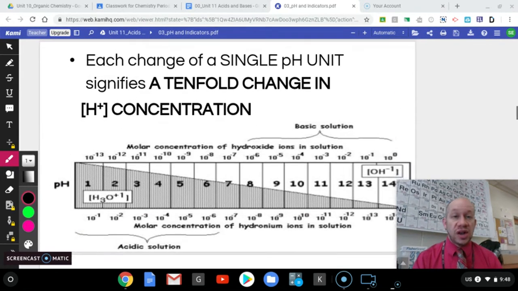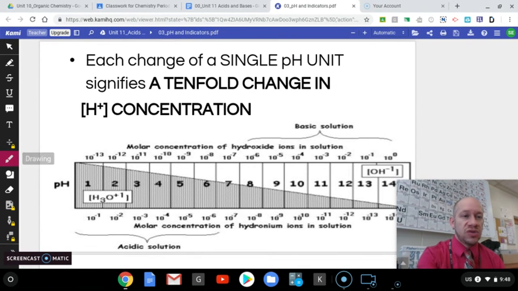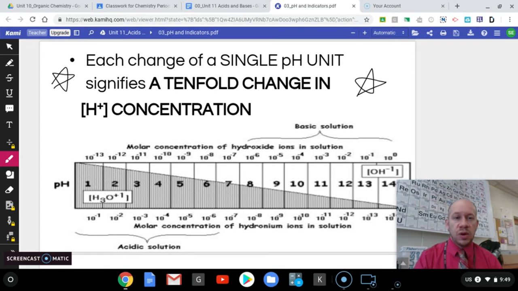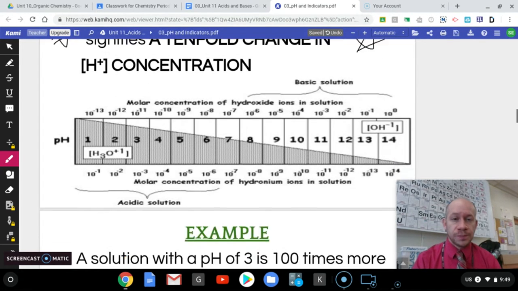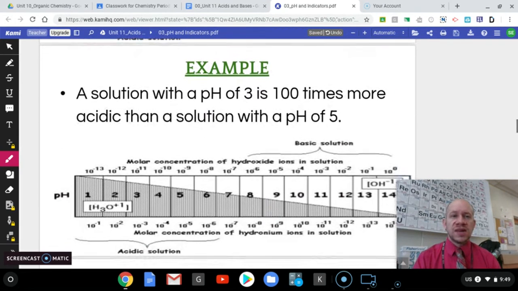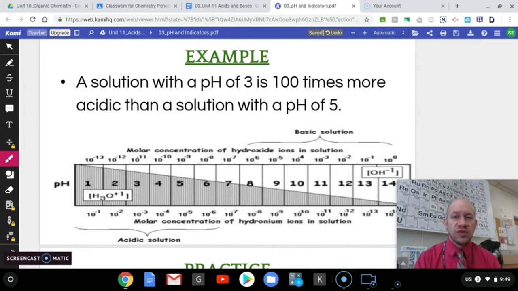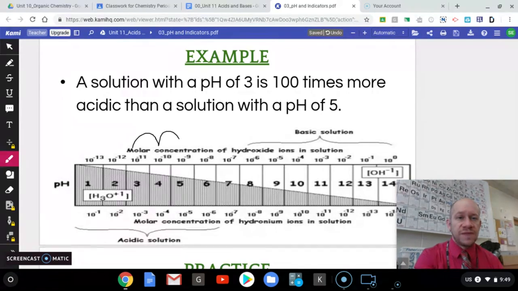Each change of a single pH unit signifies a 10-fold change in hydrogen ion concentration. And this is really important, so star this, memorize this. Basically when I go from 10 to 11, that's a 10-fold change. For example, a solution with a pH of 3 is 100 times more acidic than a solution with a pH of 5. So when I go from 3 to 5, that is a 100-fold change, 100 times different.